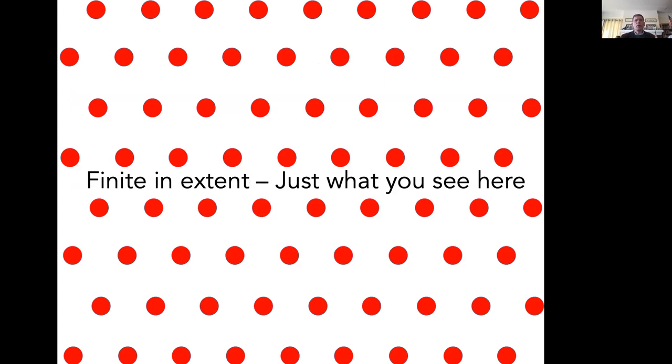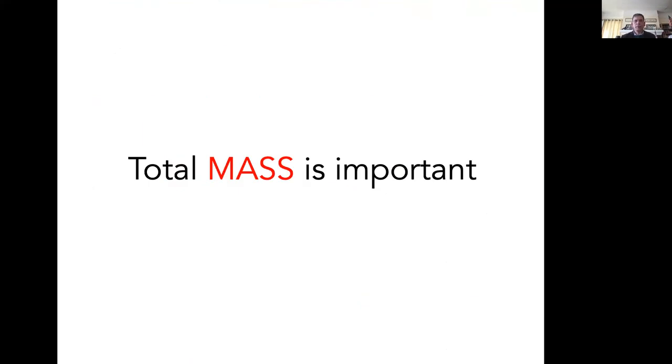Okay, again, we're going to talk about the finite extent problem. What you see is what's on the screen. This is a finite element thing. Obviously, when you think about the attenuation coefficient, there, e to the minus mu x, like that. A larger fuel assembly is better, more opportunity for the neutron to do something productive. So total mass is important.